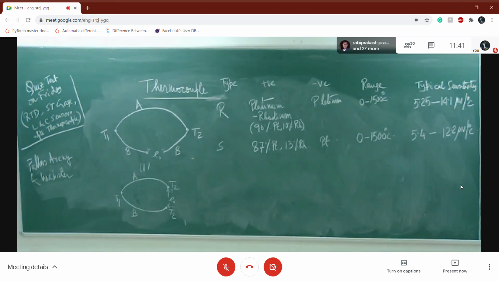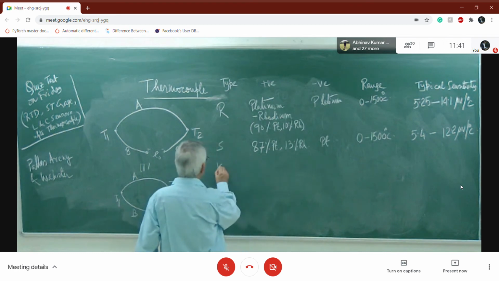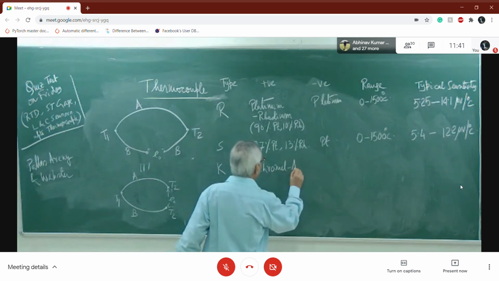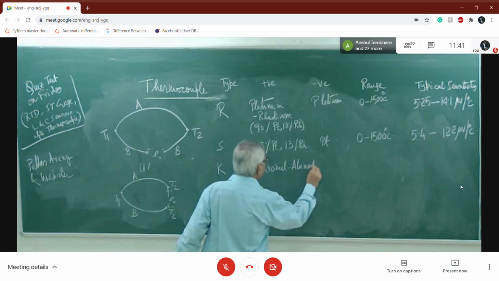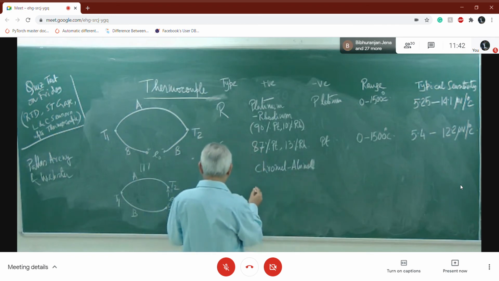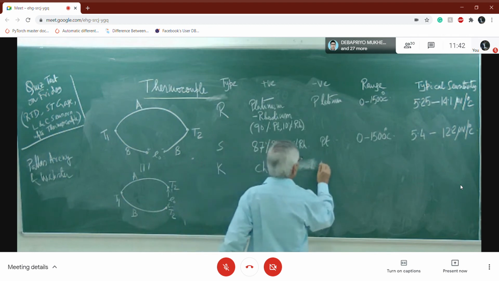Both of them are the thermocouples which can measure the maximum temperature. If you recall the RTD, it can be used only for, say, 600 degrees Celsius or so. Beyond this, it is difficult. Next is K, which is chromel alumel. Both of them are alloys. Here, chromel is positive and alumel is negative.